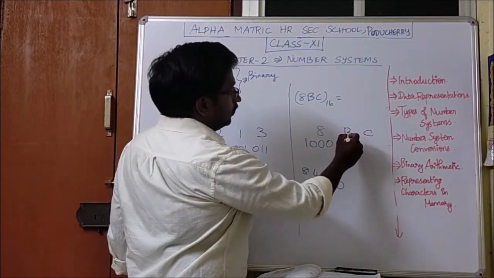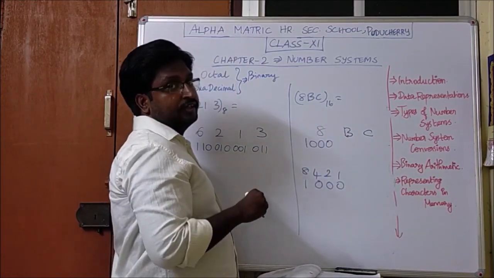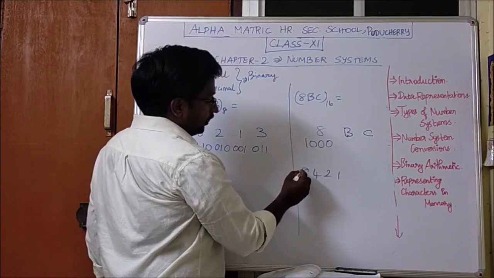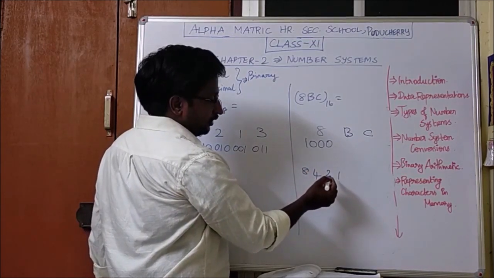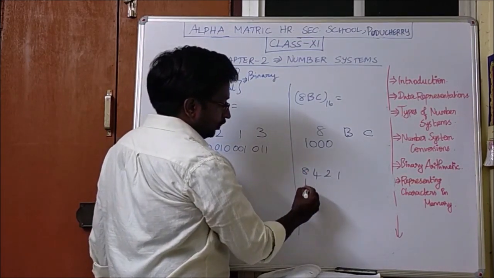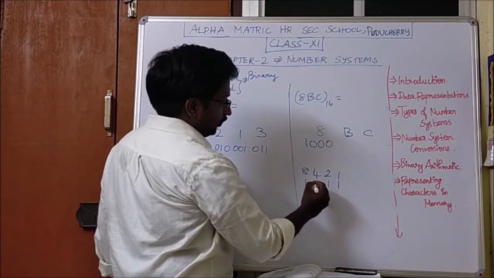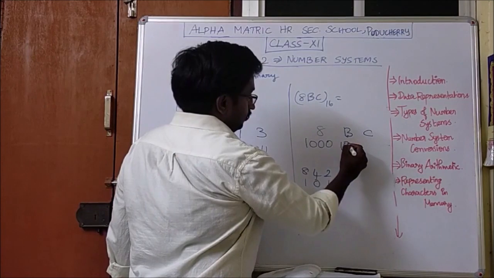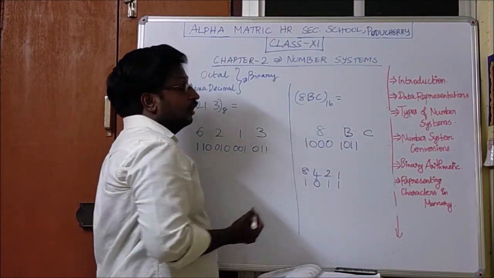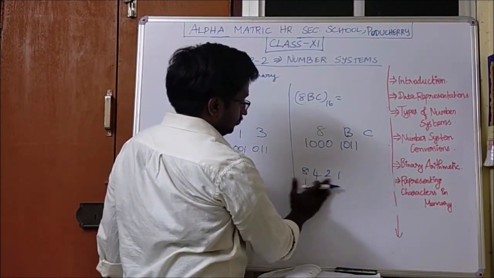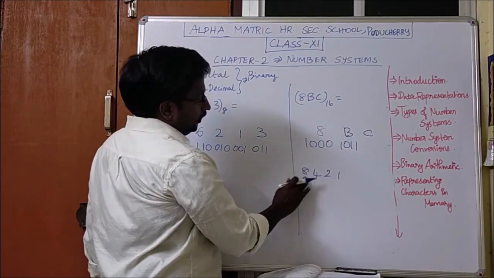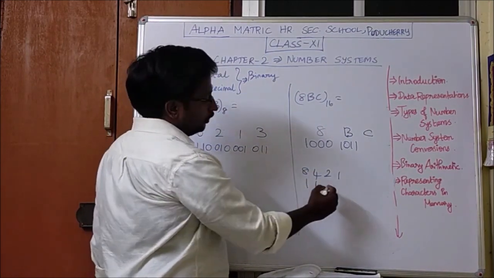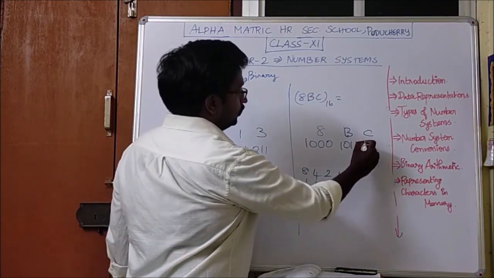And for B, the equivalent value is 11. So for 11, we need 8, 8 plus 2 is 10, 10 plus 1 is 11. So here 8 plus 2 and 10 plus 1. The remaining is only for the 4. So you put this. And for 12, you need both 8 and 4. 8 plus 4 is 12. So you put 1 and the remaining you put 0.